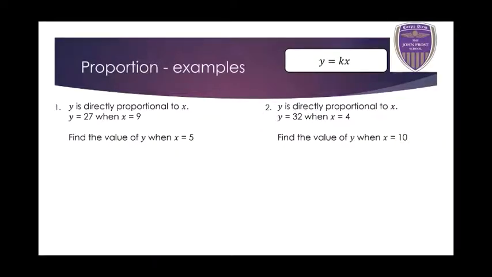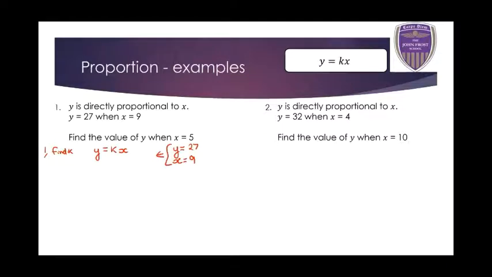So first of all, we're told that y is directly proportional to x, okay? And we're told that when y equals 27, x is equal to 9. We need to find the value of y when x is equal to 5. So first step, we need to find the constant k, because all these formulas are going to follow this formula, y equals kx. And we're told when y equals 27, x is equal to 9.